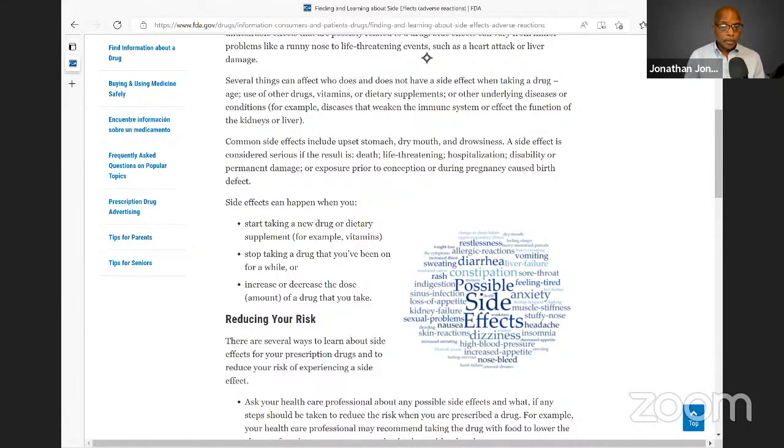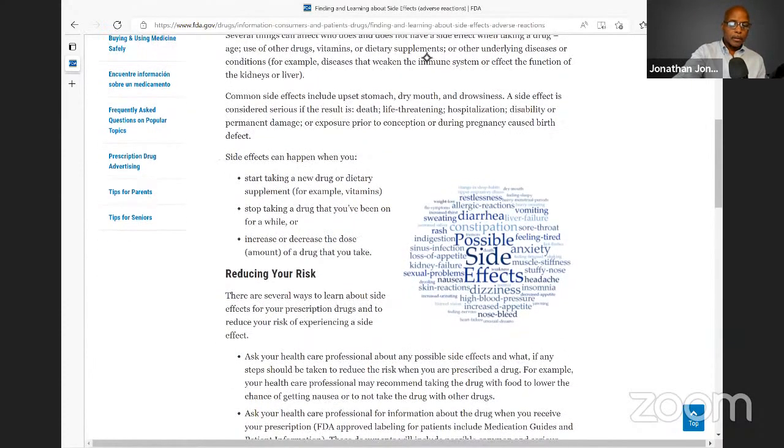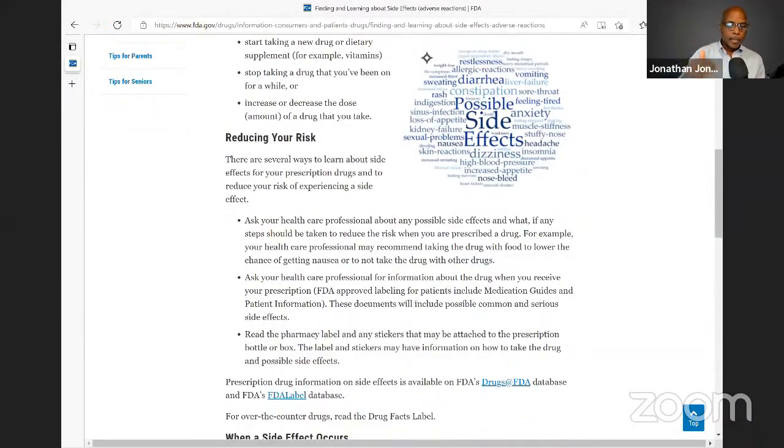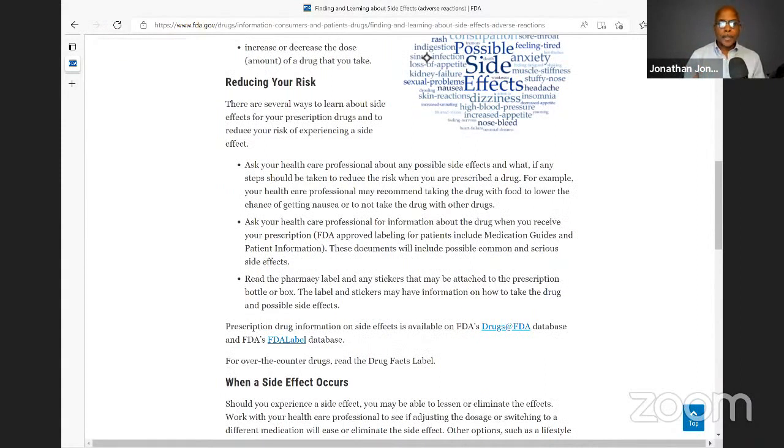Stop taking a drug that you've been on for a while, or increase or decrease the dose or amount of drug that you take. So you can go on and continue reading the article for yourself, and you can see how they spell out the potential side effects that could come from any medication that you're taking. And this includes vaccines.